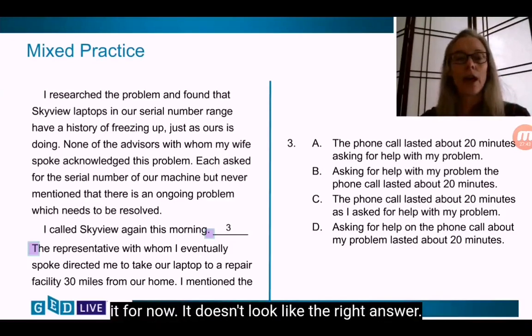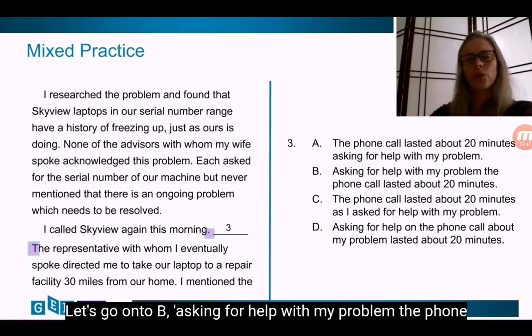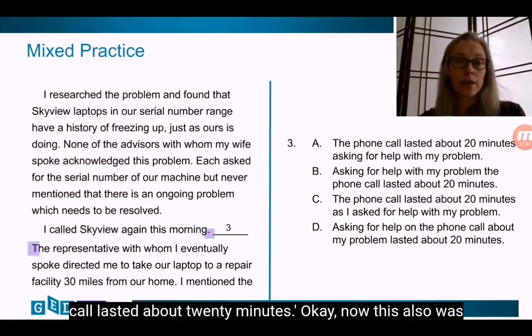Let's leave it for now. Right? Doesn't look like the right answer. Let's go on to B. Asking for help with my problem, the phone call lasted about 20 minutes.